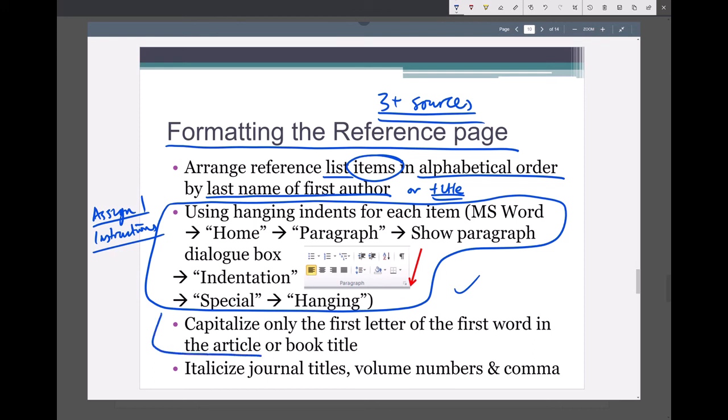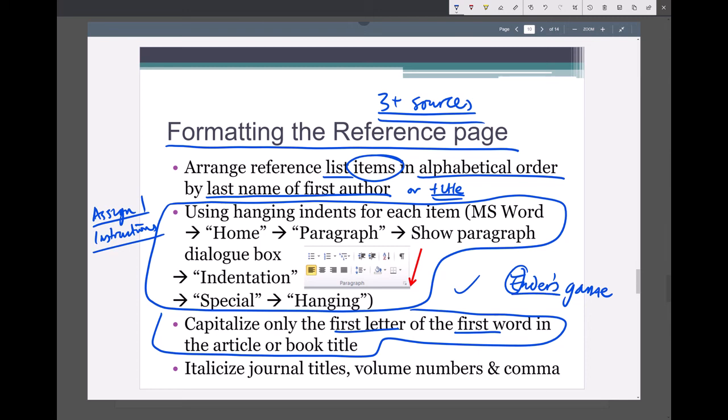In APA, for titles, you capitalize only the first letter of the first word. So, for example, if it was a book called Ender's Game, in APA references you only capitalize the first letter of the first word. So that's APA, and that's the reference.